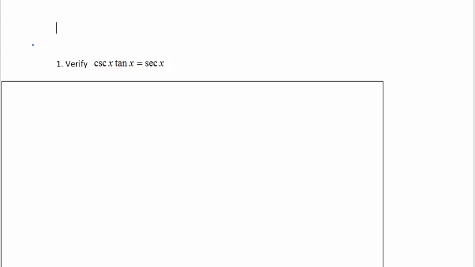Okay, so we're going to start here, question 1. We're going to verify that cosecant times the tangent of x is equal to the secant of x. In my answer here, I'm going to work the left side to look like the right side. So why don't you go ahead now and pause your video player and give this one a shot.